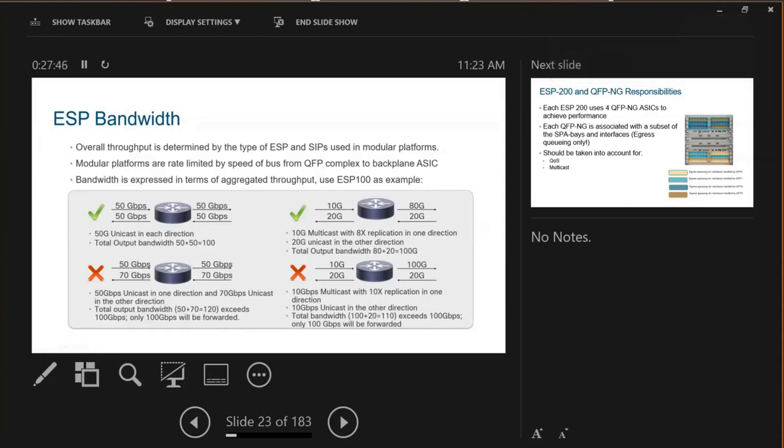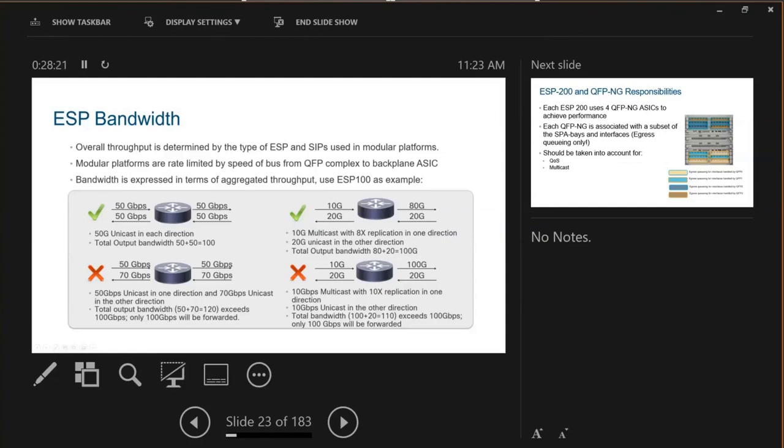The throughput will eventually depend on the internal bus links. So let's take 4 different examples here. Let's say with ESP100, this is the router, we receive 50 Gbps from one interface and 50 Gbps on the other interface. So if you see the total output traffic, it will be 50 Gbps here and 50 Gbps here. So total is 100, this is supported. So this is fine.